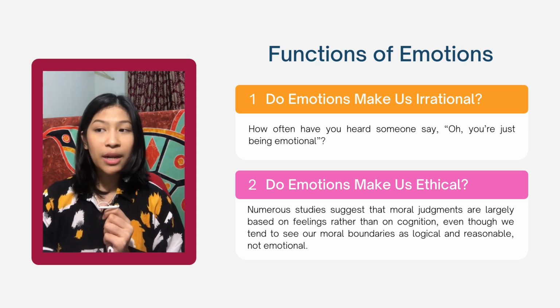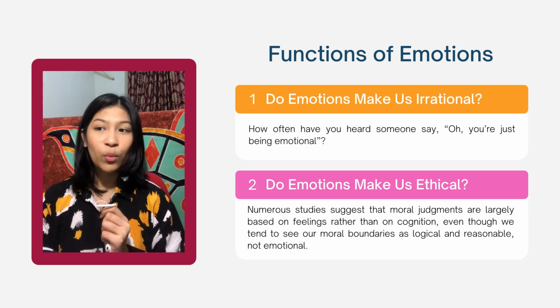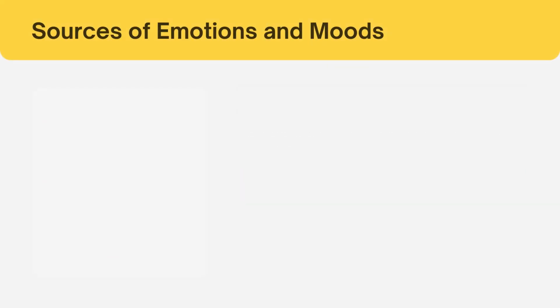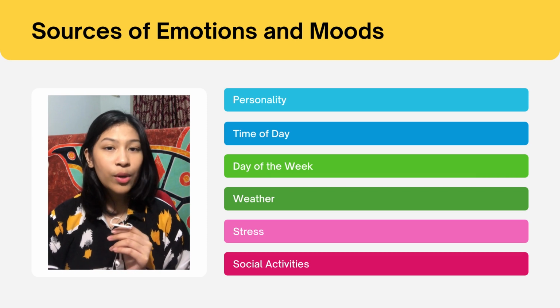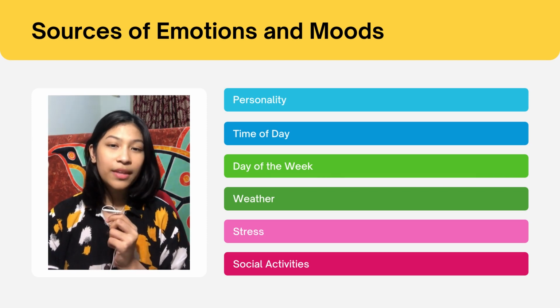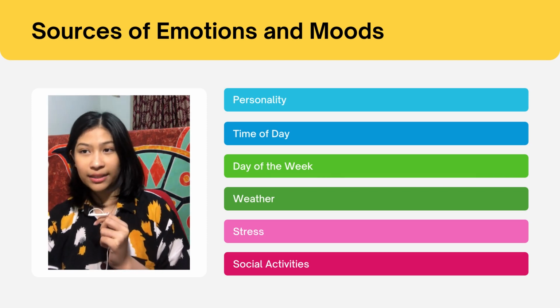We can better predict behavior and manage people when we can recognize emotions and moods. Next, we will discuss where emotions and moods come from. The first one is personality.